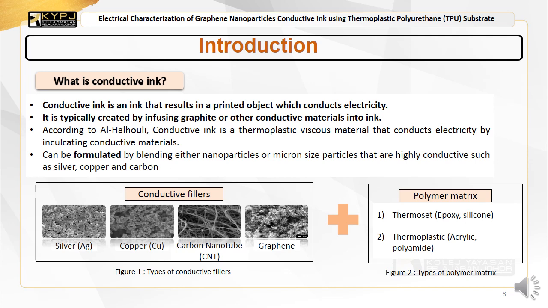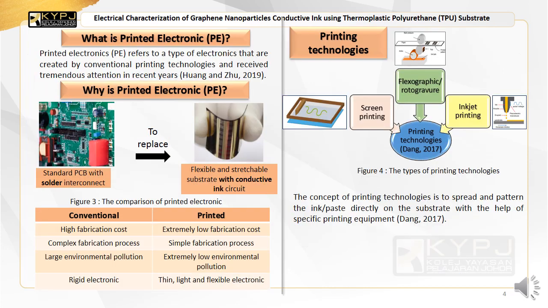Figure 2 shows types of polymer matrix. Polymer matrix can be divided into thermoset and thermoplastic. Printed electronics refers to a type of electronics that are created by conventional printing technologies and have received tremendous attention in recent years. The purpose of printed electronics is to replace the standard PCB with solder interconnect with flexible and stretchable substrate with conductive ink circuit.